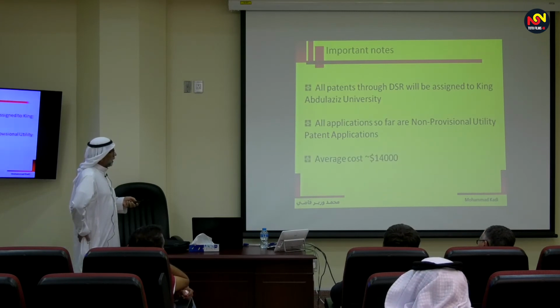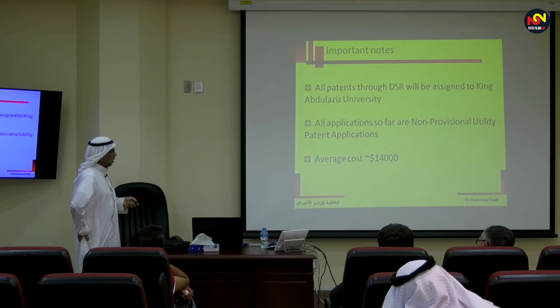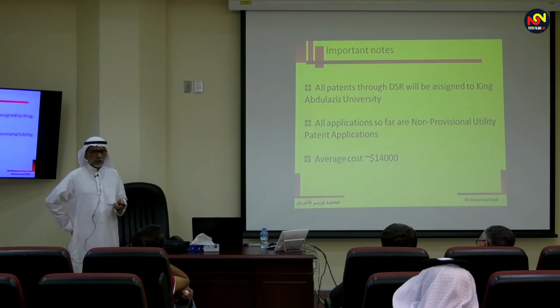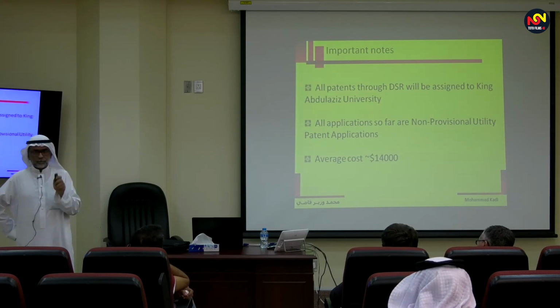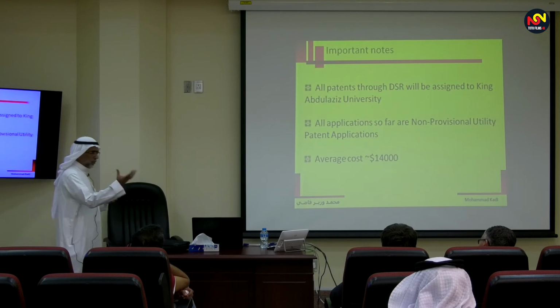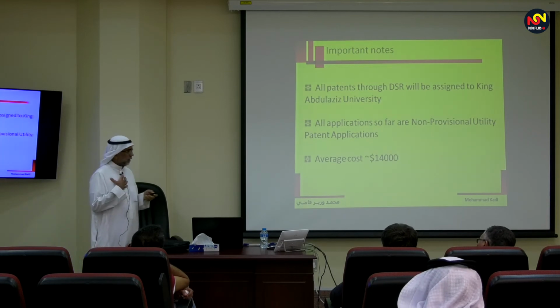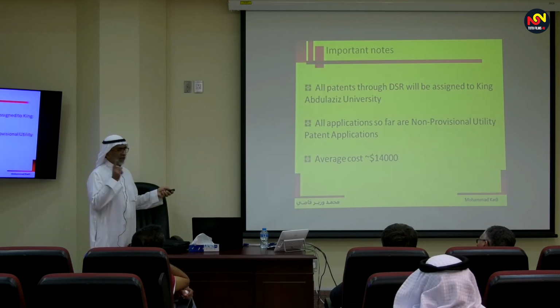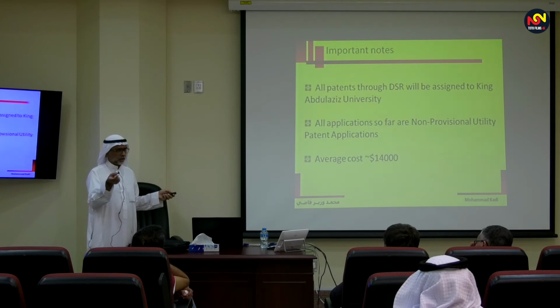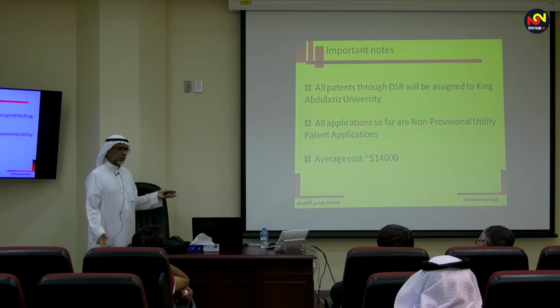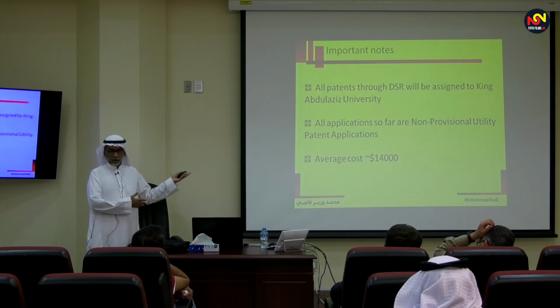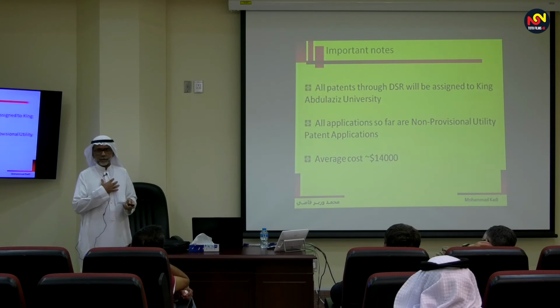Average cost of protecting an invention is about $14,000. The university bears that cost. So if you come to me with an invention, I might ask you for $750, returnable upon issuance. But the 14,000, it might be 10, 12, 14 or 18, we will pay it.